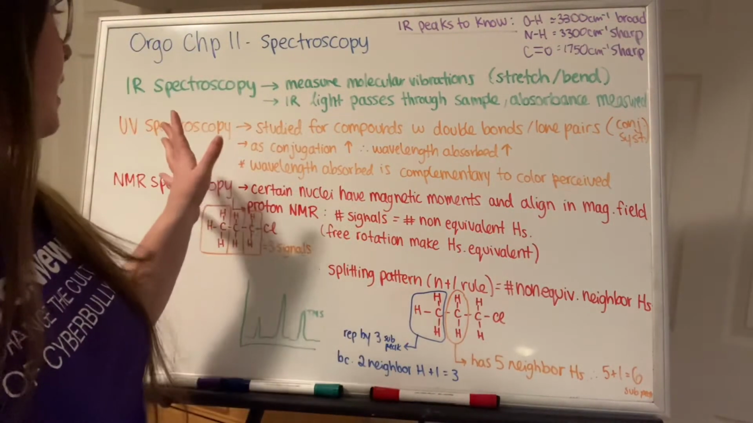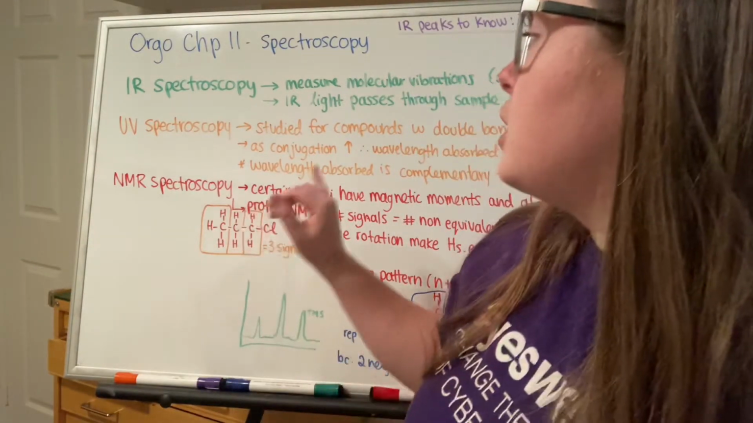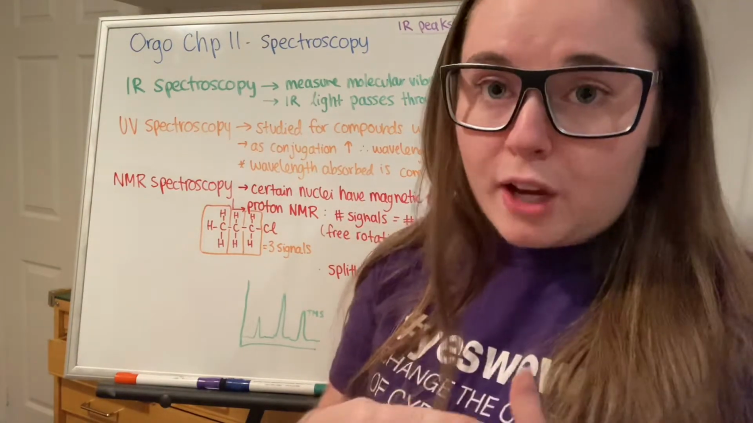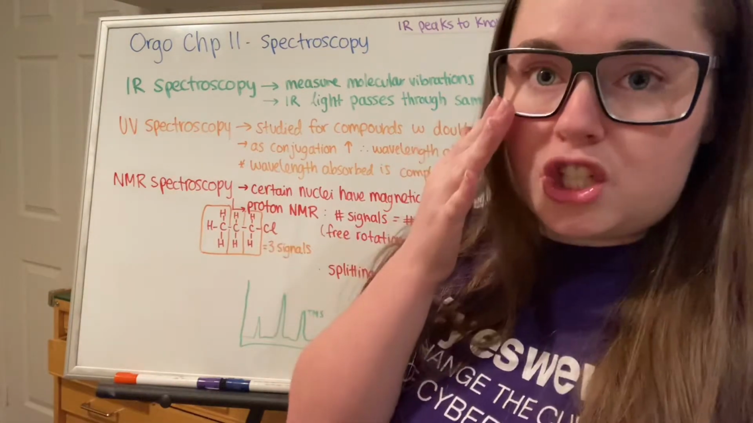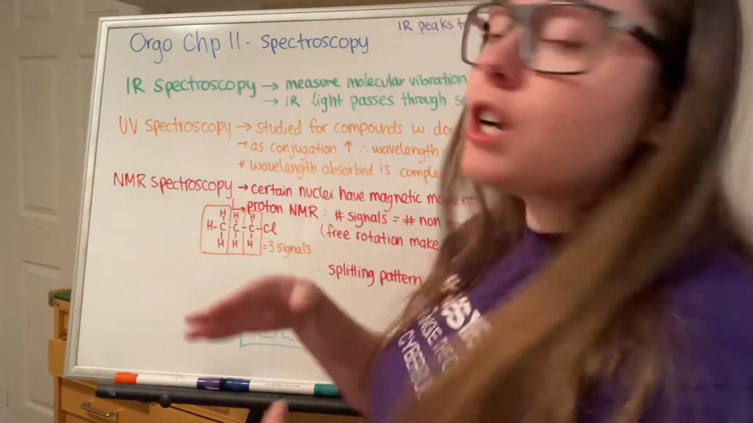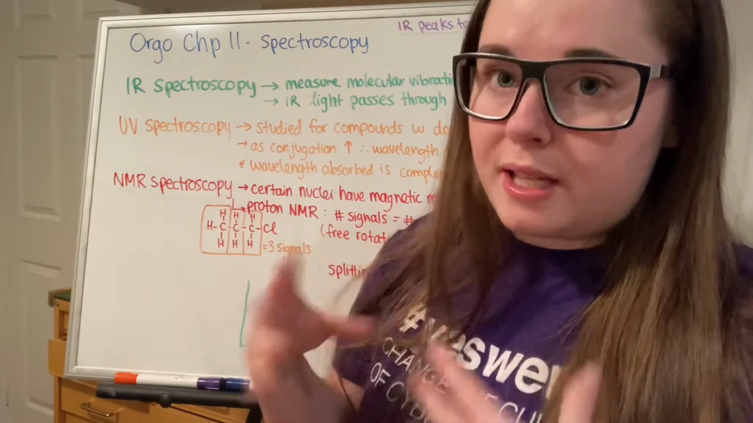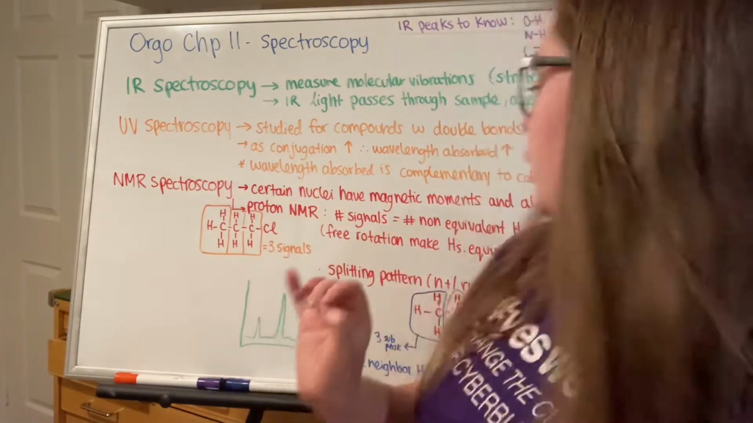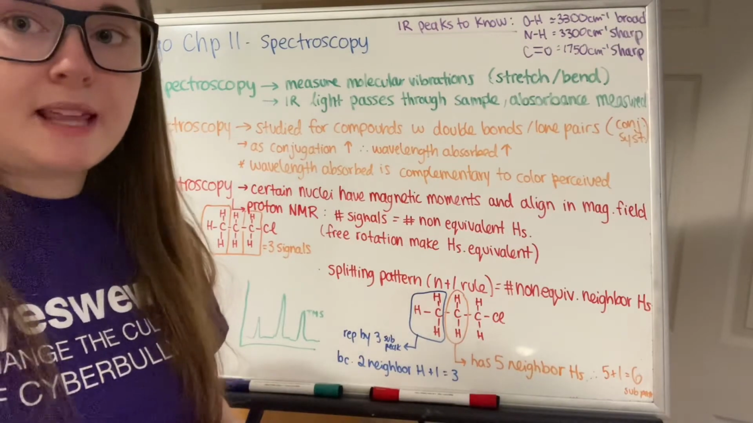All right, so next we have UV spectroscopy. UV spectroscopy is studied for compounds with double bonds and lone pairs because it uses conjugation. So basically anything that has a conjugation system. As the conjugation increases, the wavelength that is absorbed also increases. And the wavelength absorbed is complementary to the color perceived. So again, this is important to know for conjugation systems. That is the spectroscopy that they use.